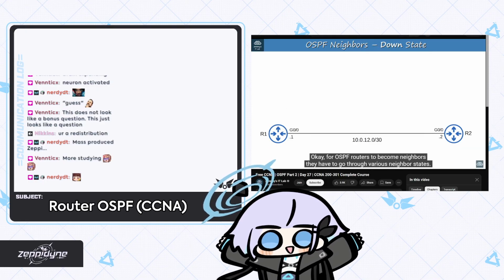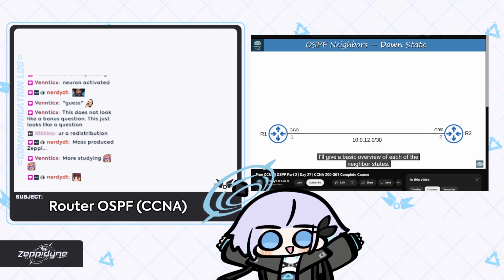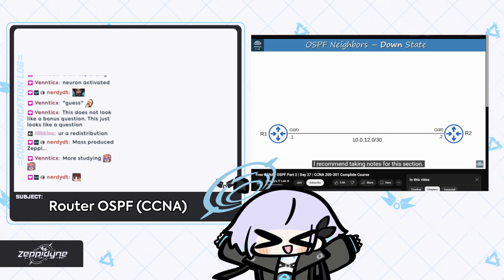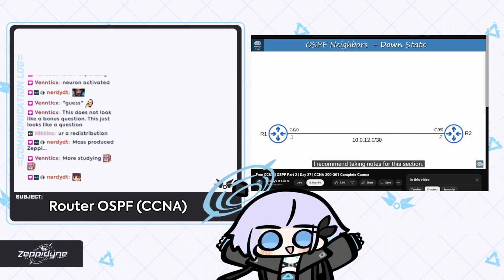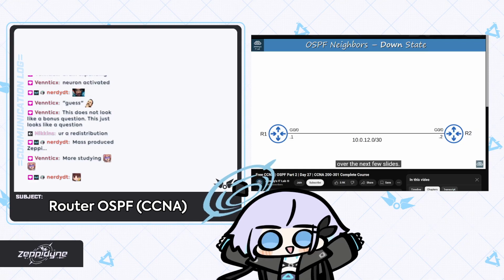Okay, for OSPF routers to become neighbors, they have to go through various neighbor states. I'll give a basic overview of each of the neighbor states. I recommend taking notes for this section. Although it will be just a basic overview, I'm going to give you a lot of information over the next few slides. I should check my notes.